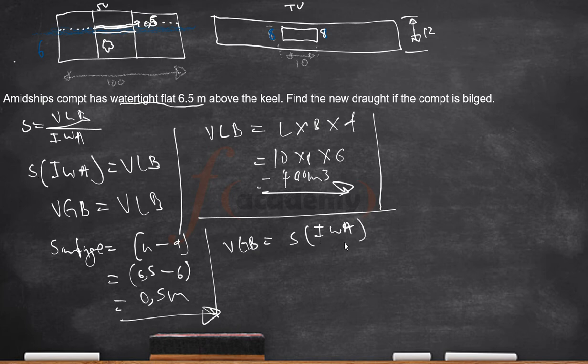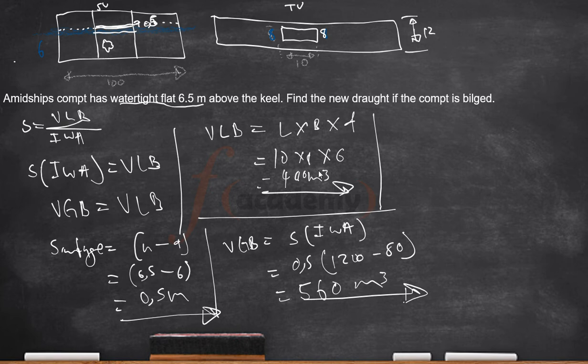Now our sinkage, are we going to sink 0.5? Let's put 0.5 as our sinkage. For the intact waterplane area, we're still going to use length times breadth of the whole ship, which is 1200, subtracting the area of the amidship compartment. It's 10 by 8, making it 80. Then we get the volume of gained buoyancy. If you put this in your calculator, if we sink 0.5, we would have gained a buoyancy volume of 560 meter cube.